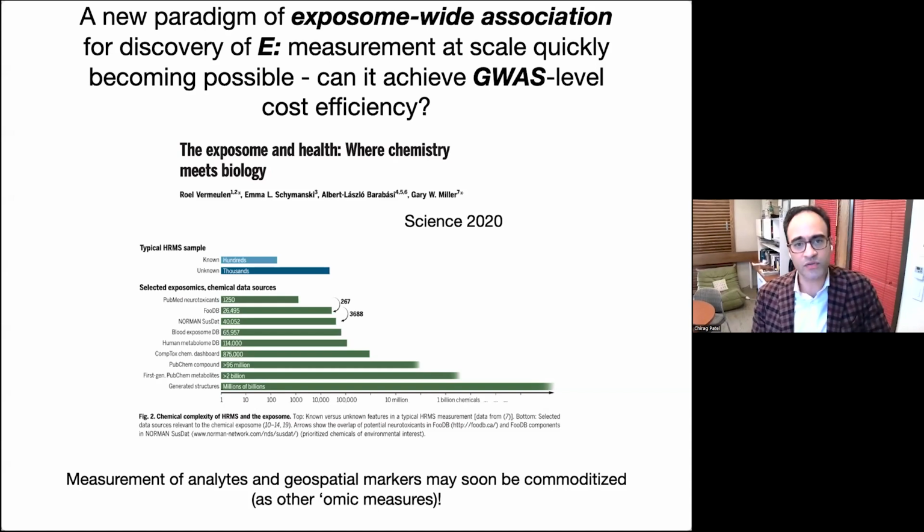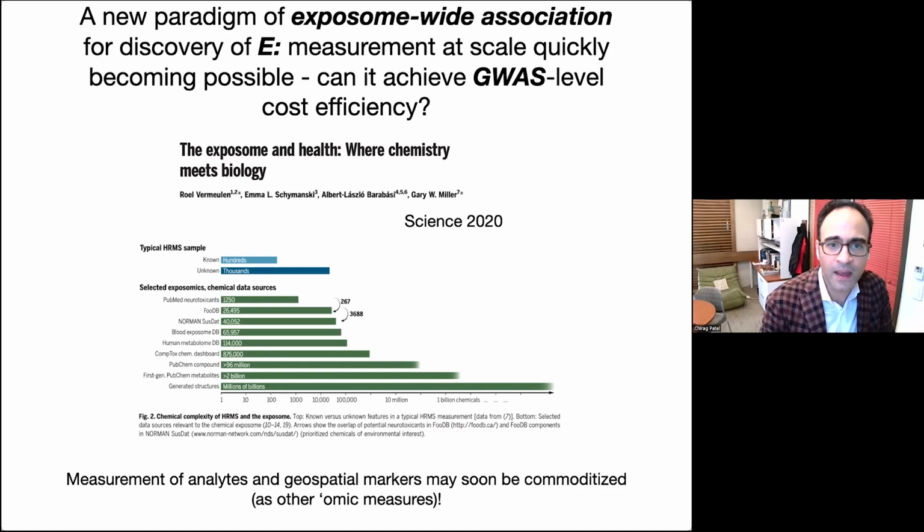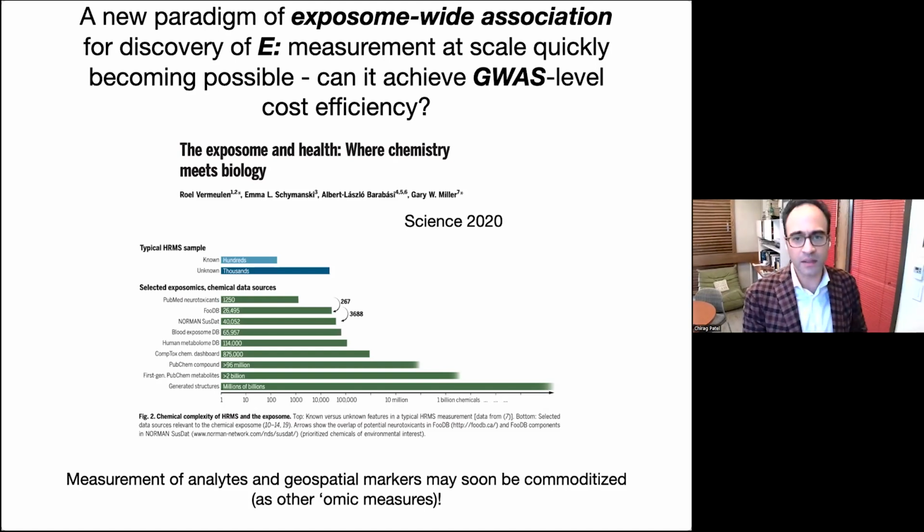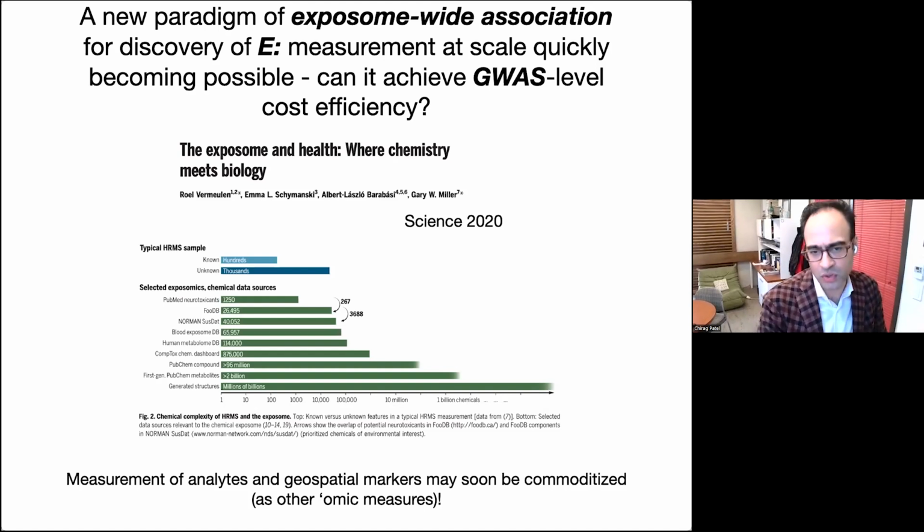So a new paradigm of how to select exposures is another possibility. So exposome-wide association studies for discovery of E. And it's become clear in this workshop and others that have been considering the exposome that it's quickly becoming possible to measure thousands of analytes that could include endogenous action by our bodies, but also exogenous exposures, potentially at scale. And as has accelerated the GWAS community towards high throughput associations of genetic variants and outcomes, can we in the exposome community achieve this cost efficiency with exposome markers? And so measurement of these analytes and geospatial markers are soon to be commoditized. And so can we expect this GWAS level of efficiency from the exposome?